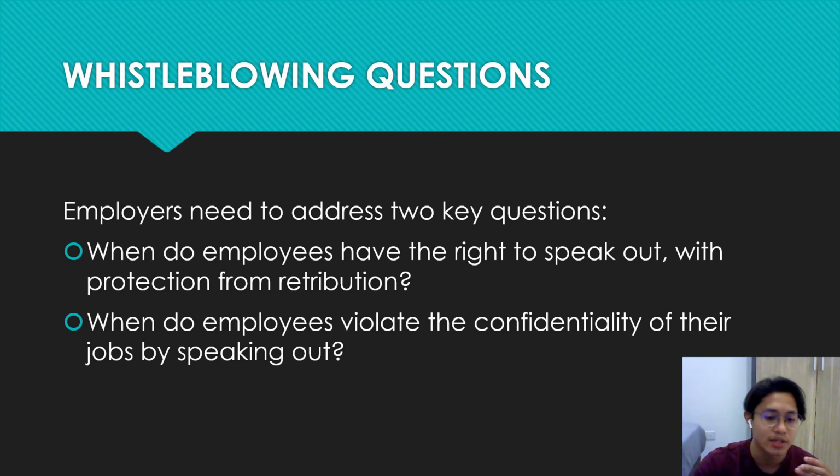Employers need to address two key questions regarding whistleblowing. The first one is, when do employees have the right to speak out with protection from retribution? And the second one, when do employees violate the confidentiality of their jobs by speaking out? Even though the answer may be difficult to determine, retaliation against whistleblowers is clearly not appropriate or legal.